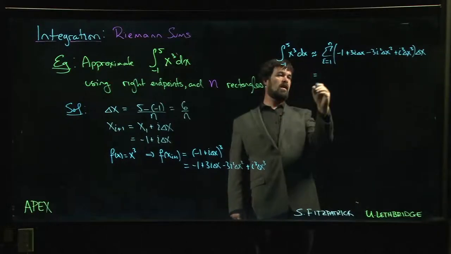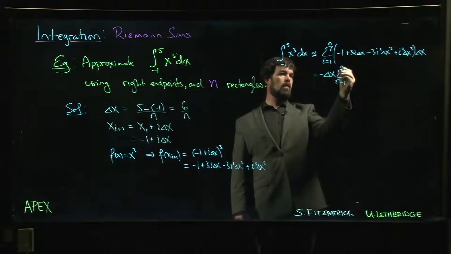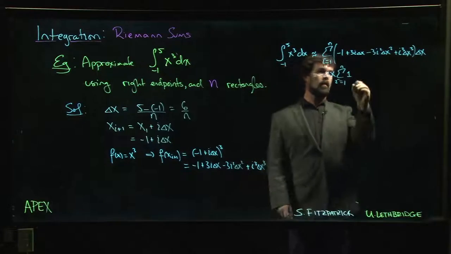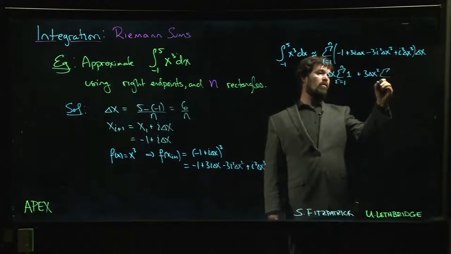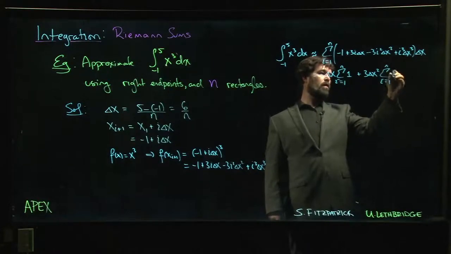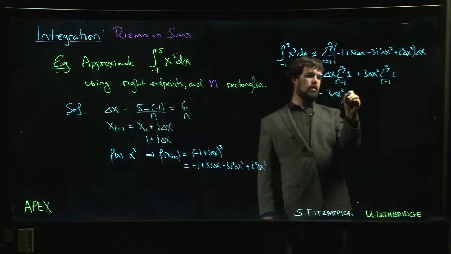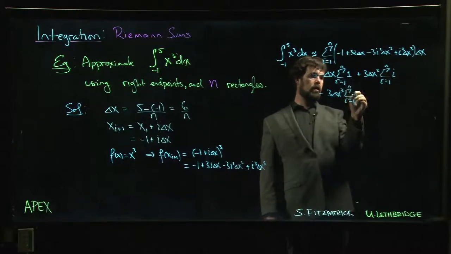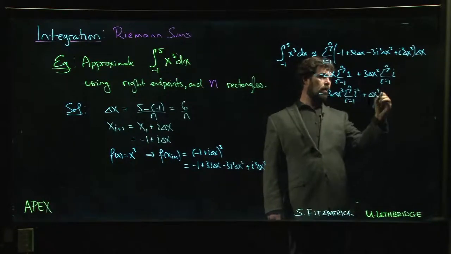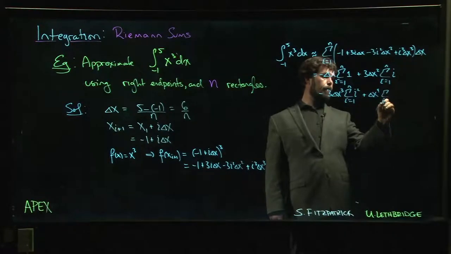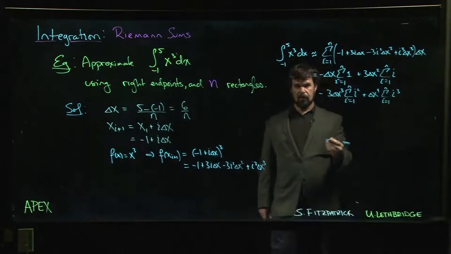So, what does that get me? Minus delta x times the sum i going from 1 to n of 1, plus 3 delta x squared times the sum i going from 1 to n of i, minus 3 delta x cubed times the sum i going from 1 to n of i squared, and then finally delta x to the 4 times the sum i going from 1 to n of i cubed. Four terms to deal with.